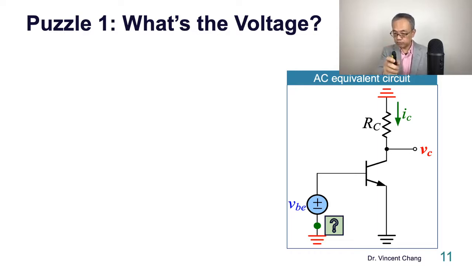If you can pass these three tests, that means you already have a strong foundation. Test number 1, puzzle number 1. What is the voltage here? Just answer me. What's the voltage at the green point? You see a green point there, right? So now I'm asking you, what's the voltage at the green node?